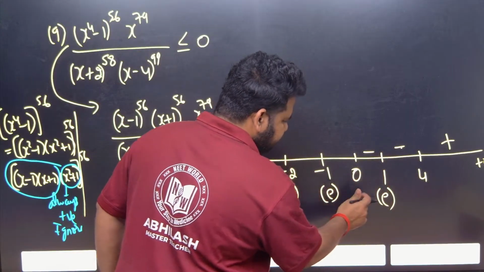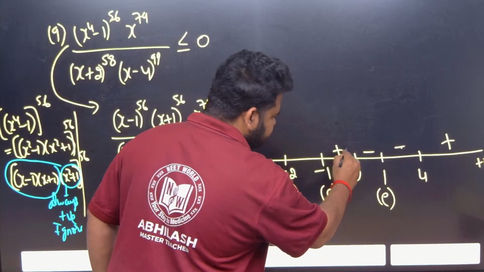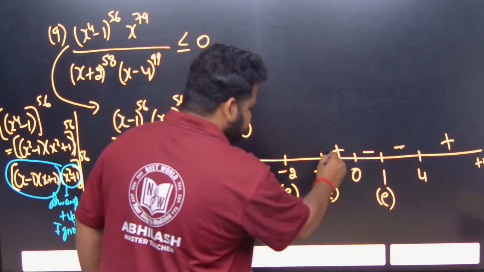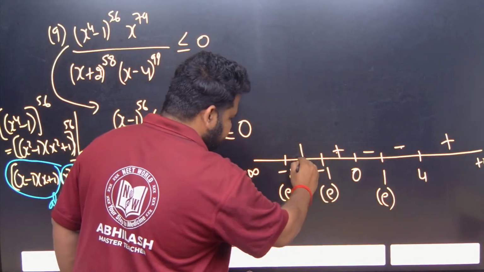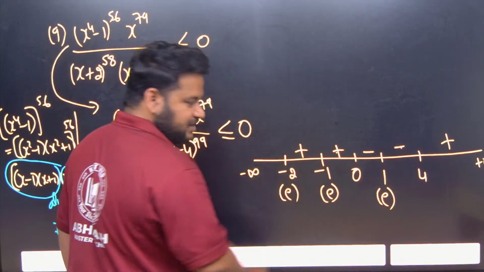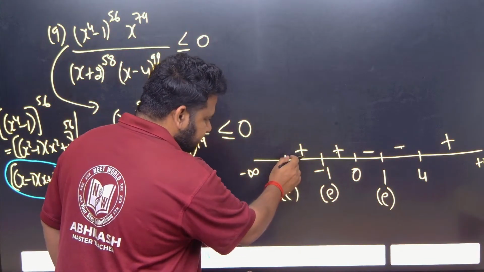Now this is odd, nothing is there means this is odd, minus will become plus. This plus, even is there, so plus will become plus itself here. Then what about this? Here even is there, this plus will become plus.